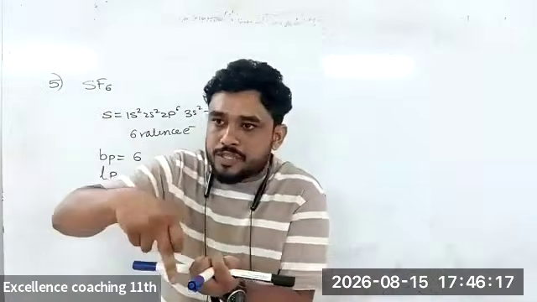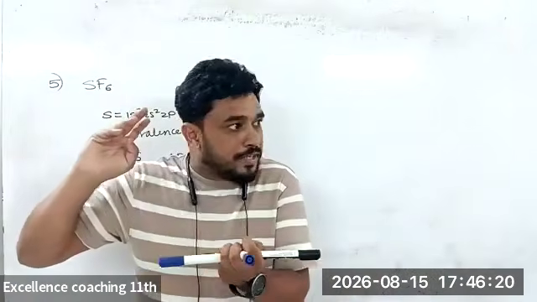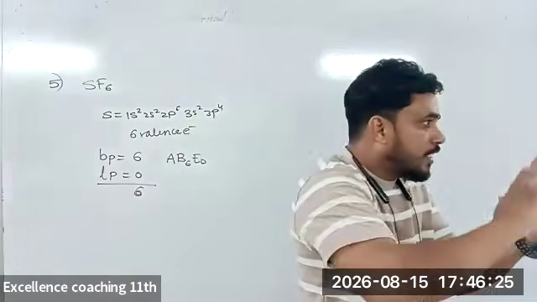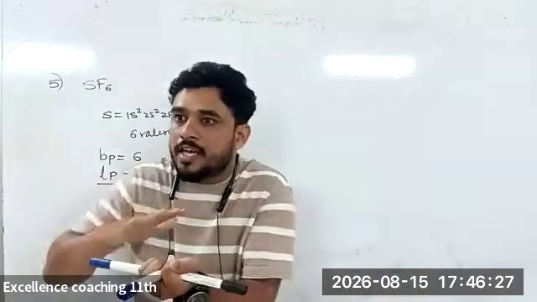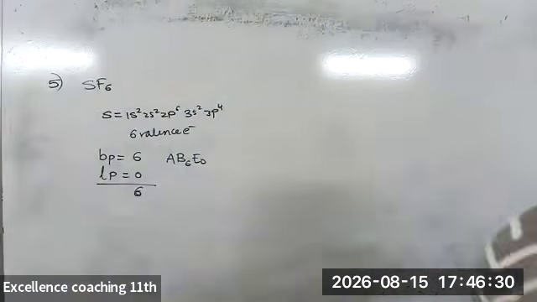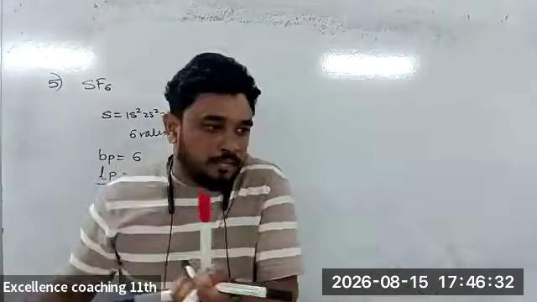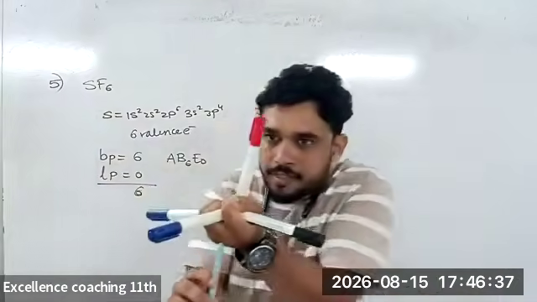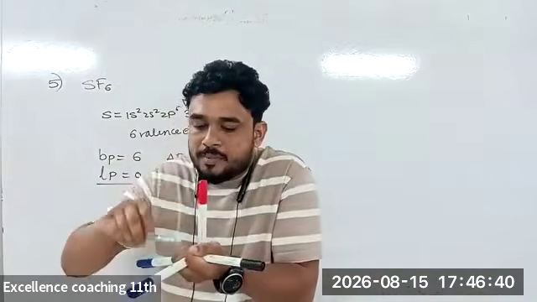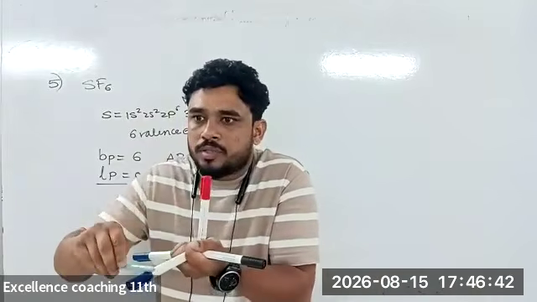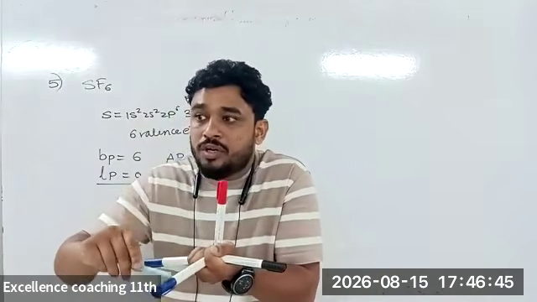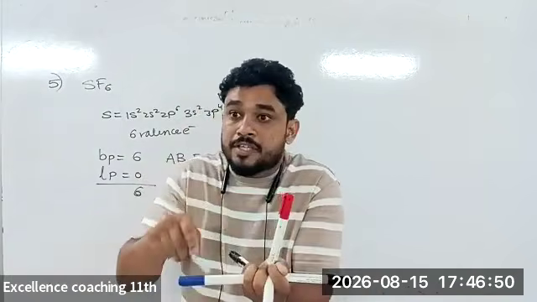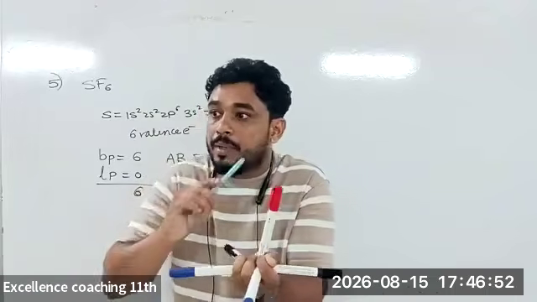So I have arranged. What is the angle between these two? 90. Four times 90 is 360. Best possible minimum repulsion, with 4 bonds. The next bond will be at the top. This will be another fluorine, 5. And the last one here will be 6. What is the angle between these two? 90. What type of repulsion is between these two? Bond pair, bond pair. And between these two? Bond pair, bond pair.